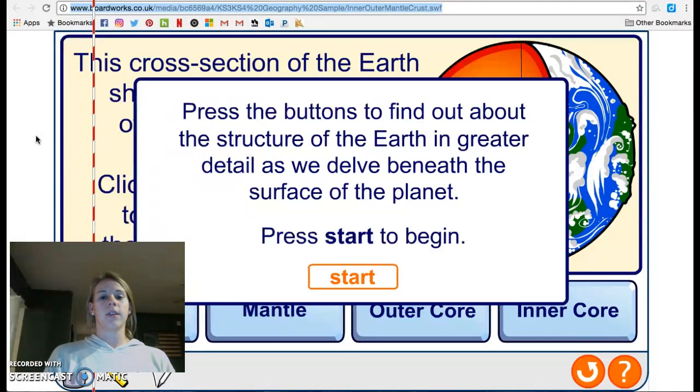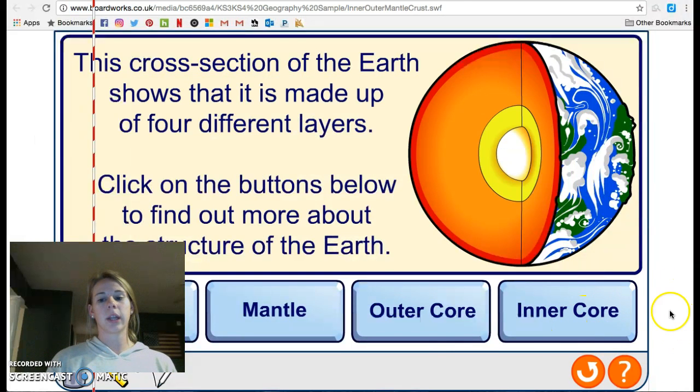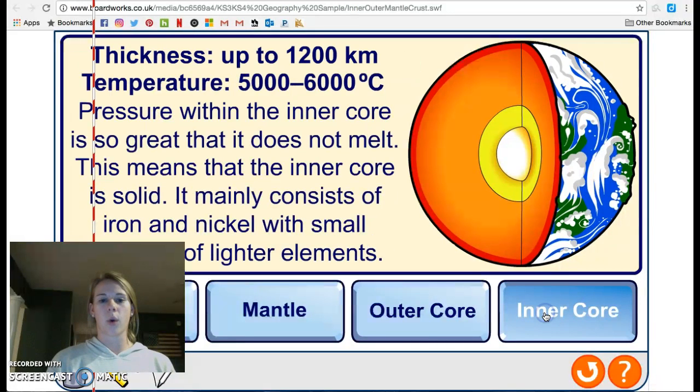So, who can read to me what the instructions say to do? All right, so we're going to press the buttons to find out about the structure of the Earth in greater detail as we delve beneath the surface of the planet. So let's press start. Which should we click on first? Should we start in the middle? Okay, so we're going to click inner core.